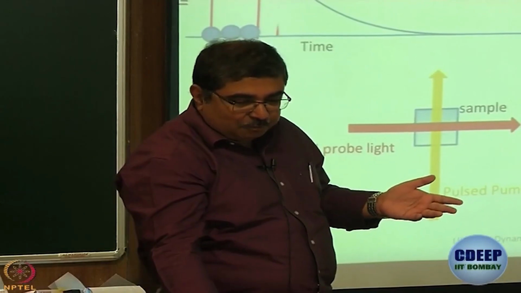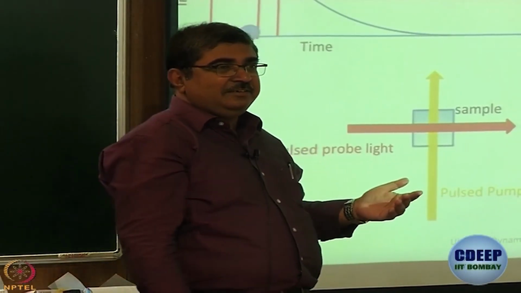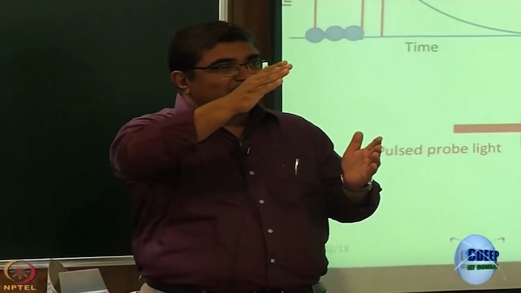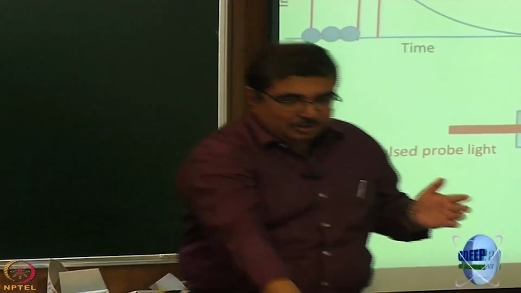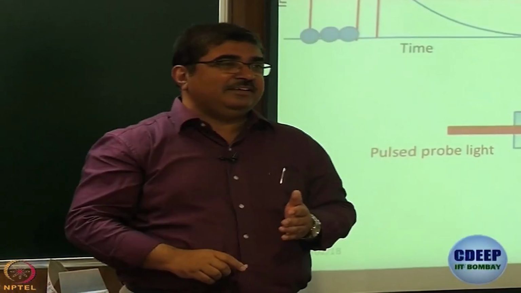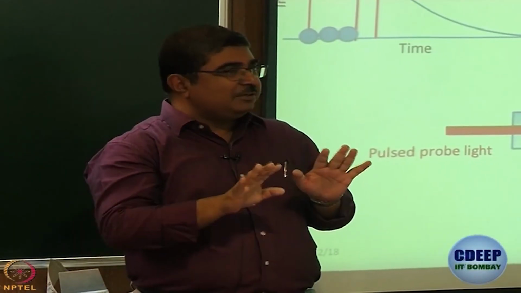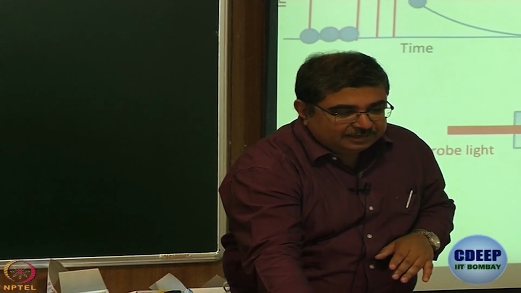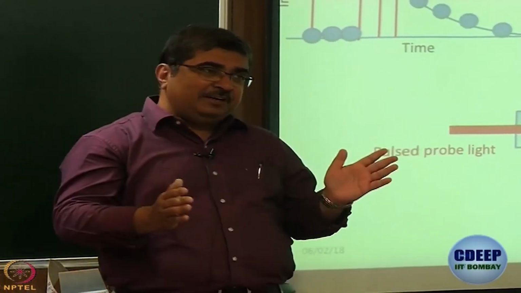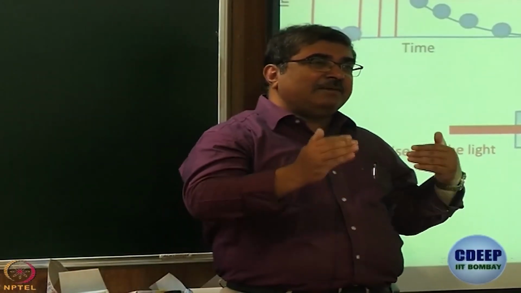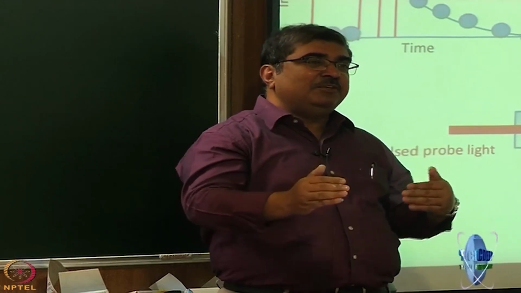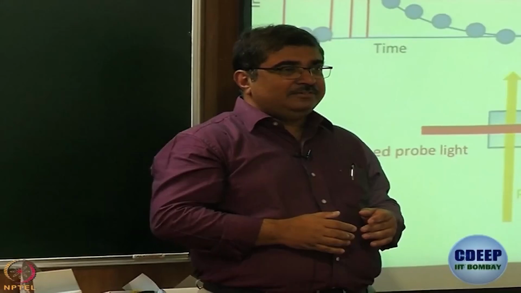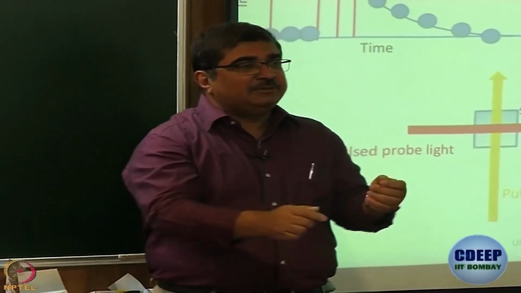Now, if the probe arrives sometime later, by that time the population has decayed somewhat. Okay. So now absorbance will also decay accordingly. Have we understood now? So this is how you build this decay point by point by simply varying the path length of the probe with respect to that of the pump, or the other way around. Okay. I could do it the other way as well.